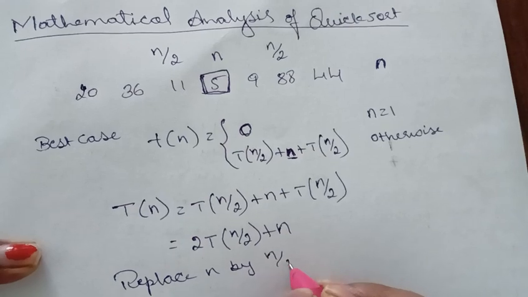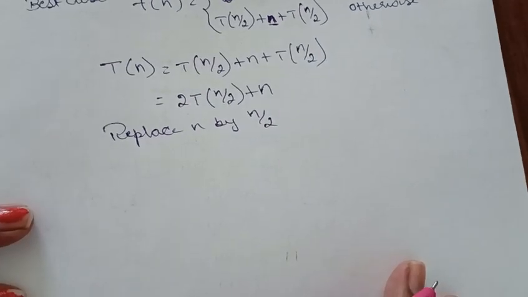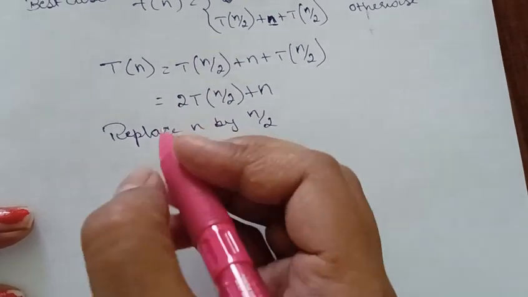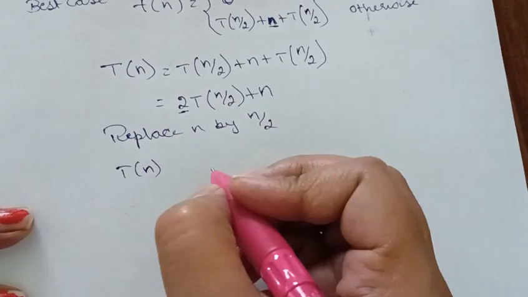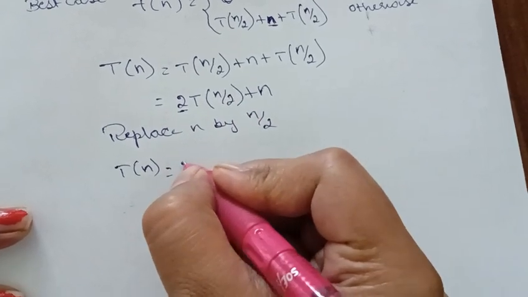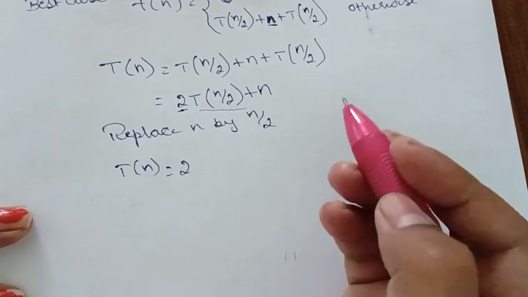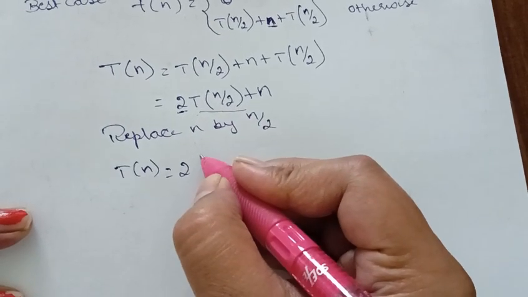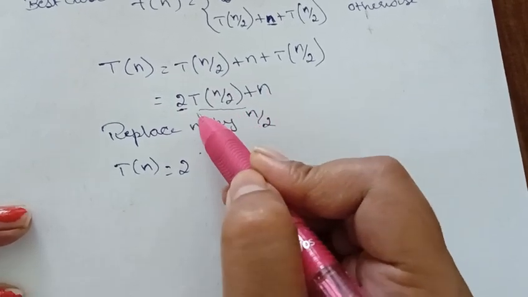Replace n by 2. Next we'll follow the same procedure. So what is that? T of n. Here 2 is the constant. I'll just keep 2 as it is. Then t of n by 2 is the function. For this, I have to replace this entire thing.